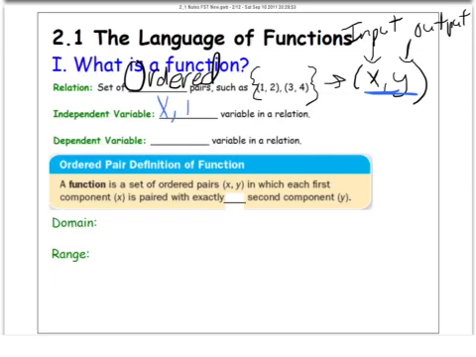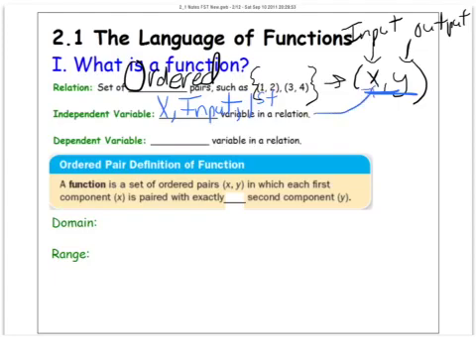or the input variable. And this is normally the first variable in the relation. So in this case, that would be our x. The dependent variable means this variable depends on the other, and that is going to be the second variable in the relation. And it typically is called the y, or the output. And the dependent variable is right there. Now, let's talk about the definition of a function.